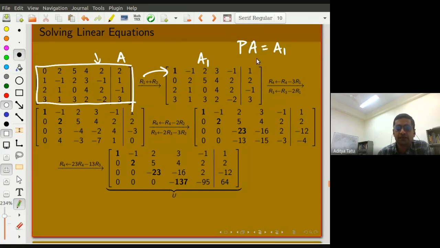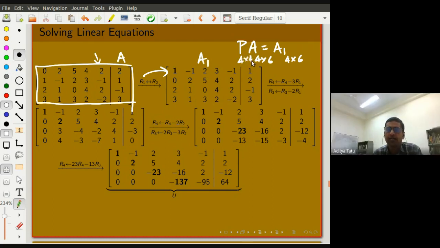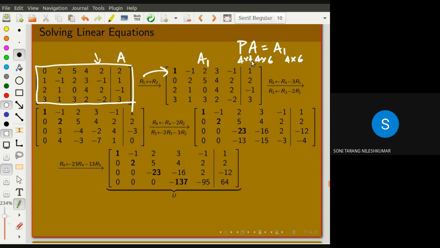Remember, A is a 4 cross 6 matrix. A1 is a 4 cross 6 matrix. What should be the size of the matrix P? 4 cross 4. Can you find that matrix P? It will be 0, 1, then all zeros. Then 1, 0, then all zeros. Then 0, 0, 1, and 0, 0, 0, 1.